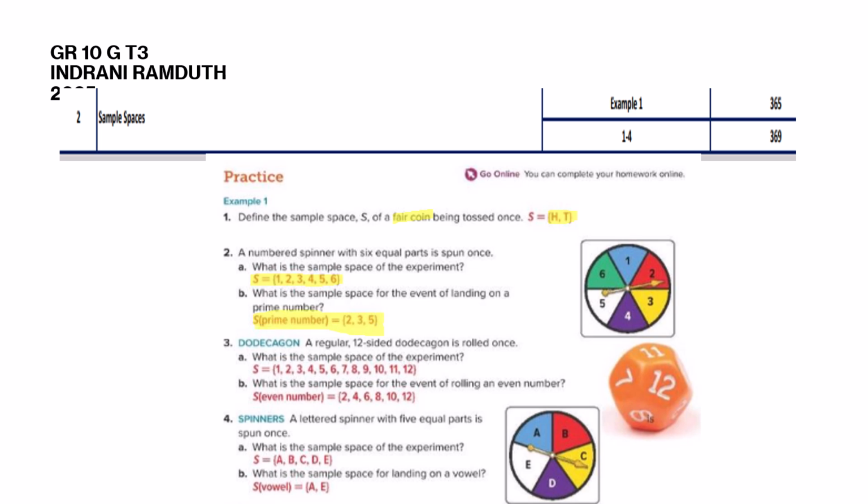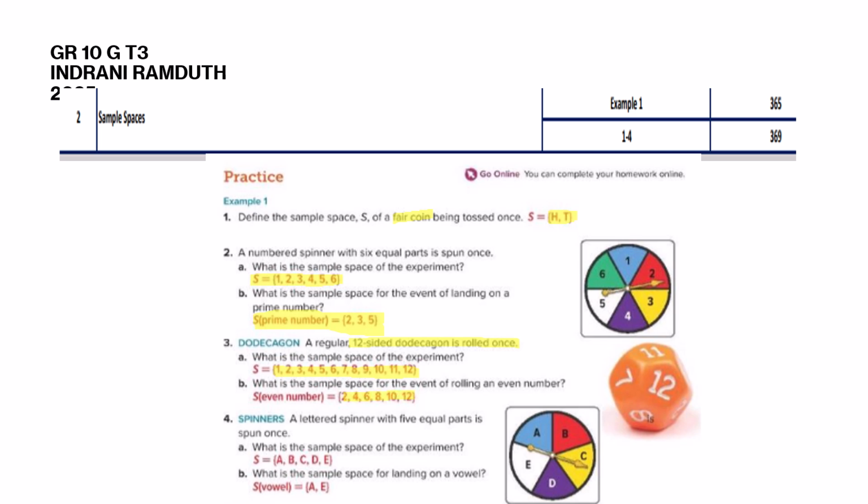2, 3, and 5. A dodecagon is a 12-sided figure, a 12-sided dice, and the numbers that appear there would be 1 to 12, so that constitutes our sample space. Even numbers, so you go back to the dodecagon sample space and look for all your even numbers. Even numbers are 2, 4, 6, 8, 10, and 12.